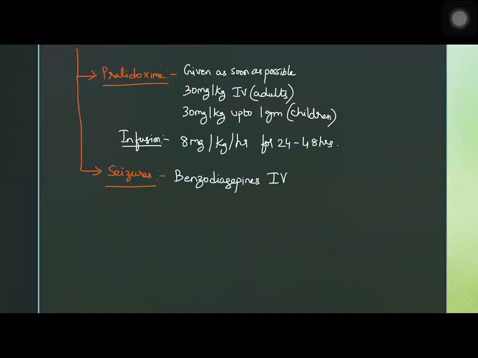And consists of oximes, pralidoxime is used, which should be given as soon as possible. The stat dose is 30 milligram per kg IV in adults, and in children also 30 milligram per kg IV, but not more than 1 gram. Infusion we can start at 8 milligram per kg per hour for 24 to 48 hours. And seizures, if at all the patient has seizures, then we can give benzodiazepines.